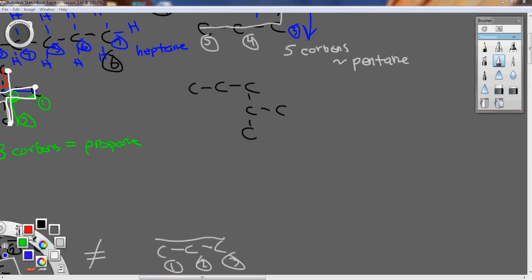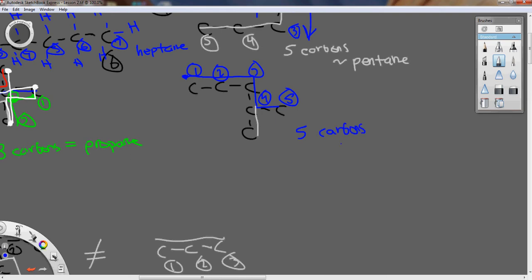Alright, now 6. So, we have to find the longest path in the compound. So, let's just start from the left. So, we come down. It looks like either path will give us the same number, so let's just go here. Once again, I'll mention that it's perfectly alright if you had just gone down, because both paths give the same number. Both would provide the same correct answer. Now let's count. 1, 2, 3, 4, 5. 5 carbons, pentane.